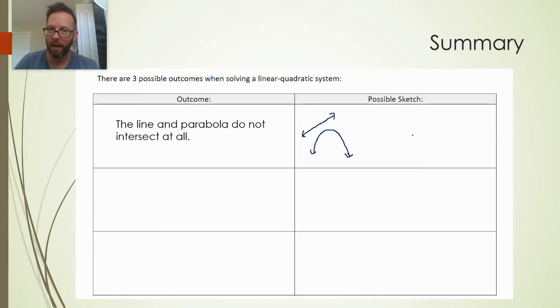But there are lots of ways that can happen, right? I'm going to draw here's a parabola like that. A line like this would never cross it. So there are lots of ways to illustrate that happening.